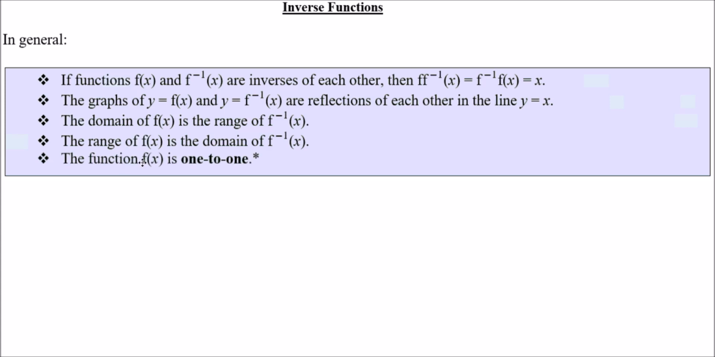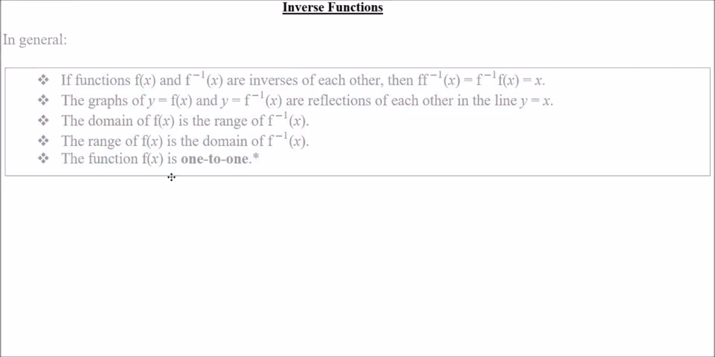The function f of x must be a one-to-one function. This is a key point, a common one marker in examinations. A function can only have an inverse if it's a one-to-one function. If it's not a one-to-one function, it cannot have an inverse. So let's take that forward and practice.